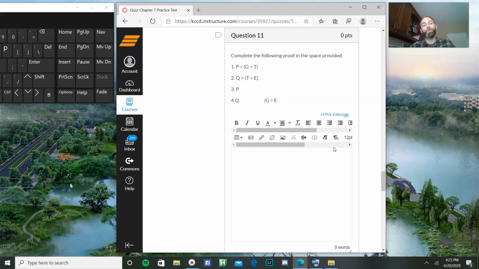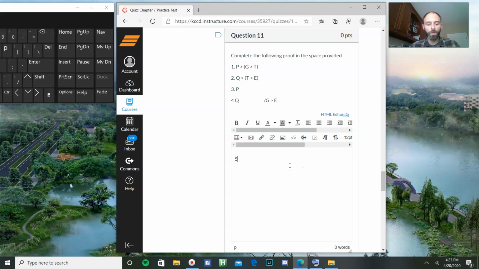The next part will be proofs. So you have to complete the following proof in the space provided. So P horseshoe (G horseshoe T), Q horseshoe (T horseshoe E), P and Q, and we're trying to get G horseshoe E. So you can use any of the 13 rules that you've been provided with. So how can we do this proof?